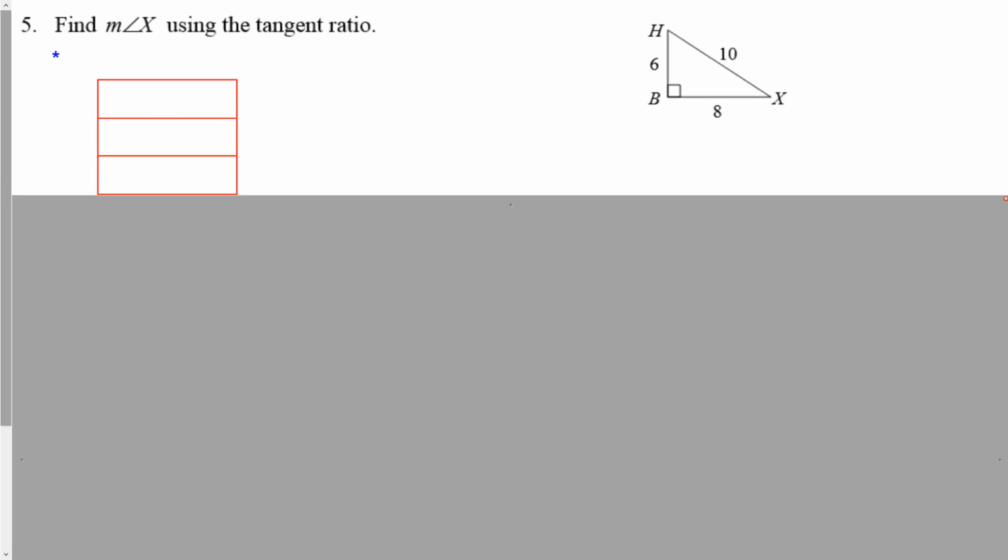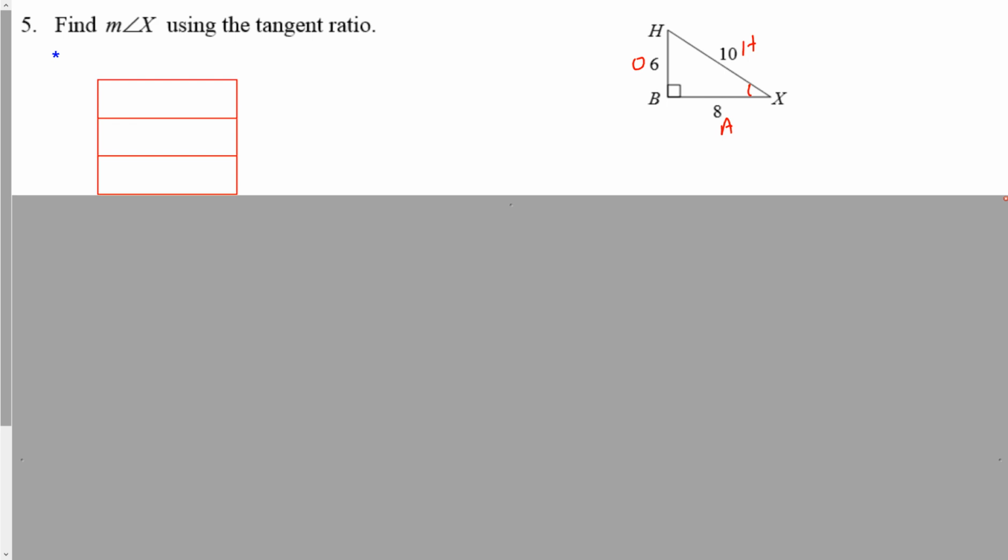All right, the next thing we'll talk about is finding an angle measure using right triangle trigonometry. So here our job is to find the measure of angle x using the tangent ratio. So first thing I'll do, since I know I have to work from angle x, since this is the angle I'm trying to find, I'll label my sides. So there's my hypotenuse, my adjacent, and my opposite.